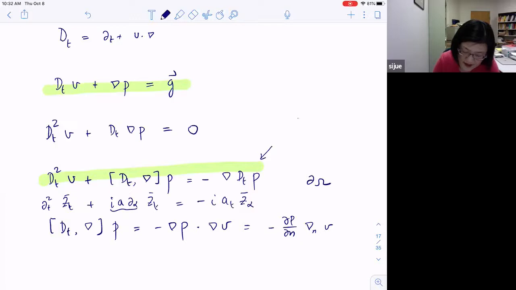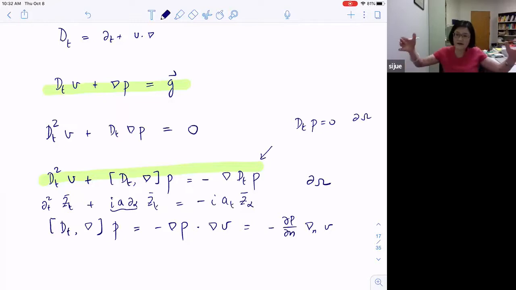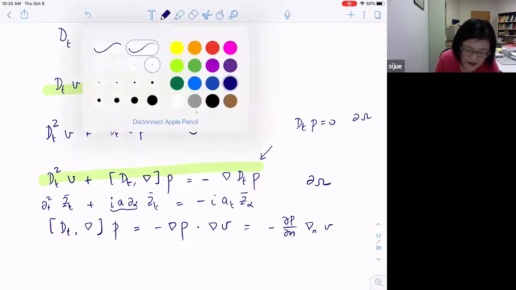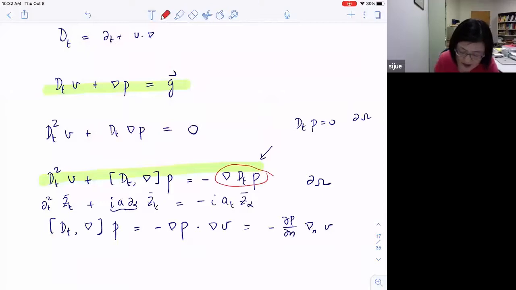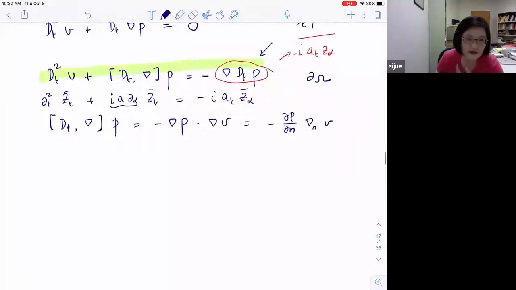This is because d_t p equal to 0 on the boundary of omega. If the pressure is 0 on the boundary, and you take a material derivative along the boundary, it will not change the boundary value, so the boundary value is still 0. So this quantity points in the normal direction, okay? This is really just the quantity minus i A_t Z alpha, of course with a bar. Okay, so now this is the introduction, which motivates the thinking, right?